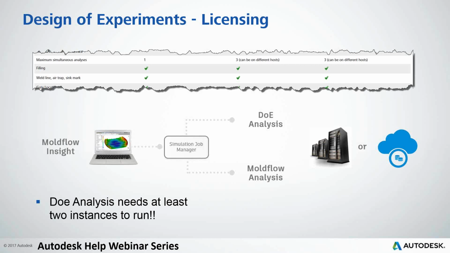Therefore, when we are setting up a DOE analysis, it's very interesting to run it on the cloud. In the cloud, we don't have this limitation on the number of instances. And if we have a quite big DOE analysis, that will speed up the simulation of our analysis a lot. So just a heads up: for DOE analysis, we need at least 2 instances. And that's the reason why we need at least a premium and an ultimate license to be able to run a DOE.